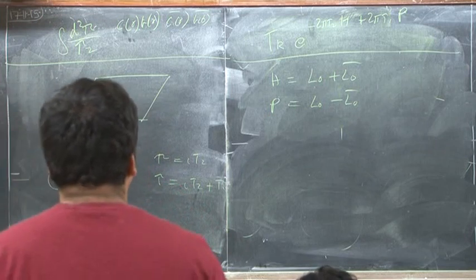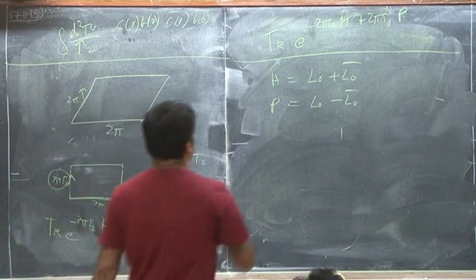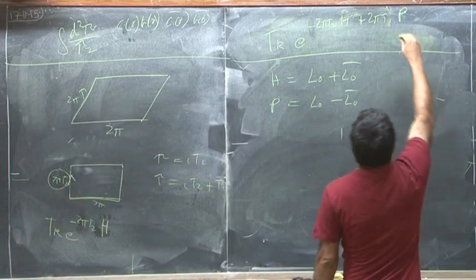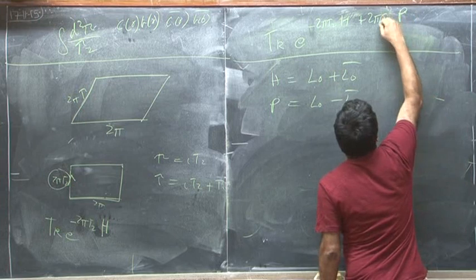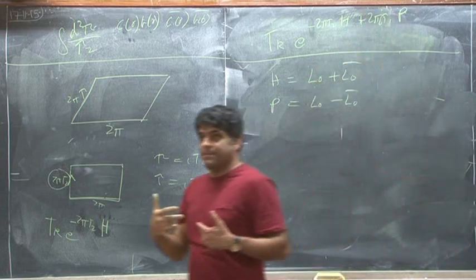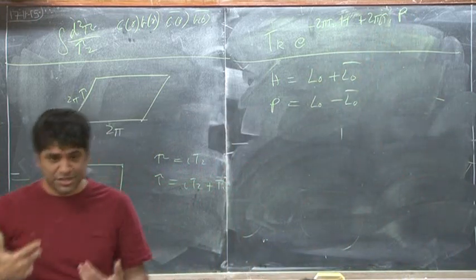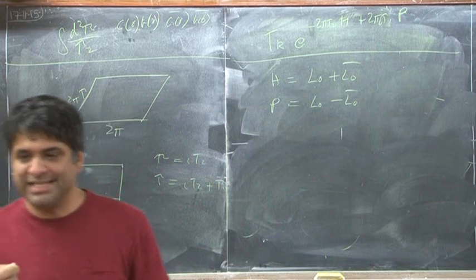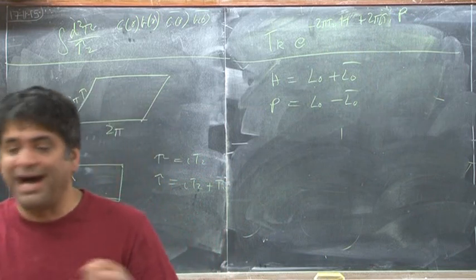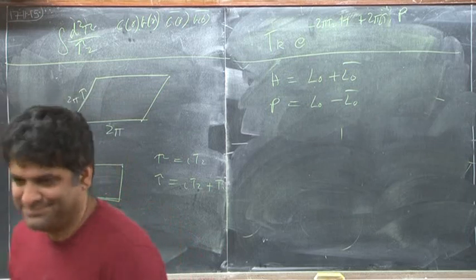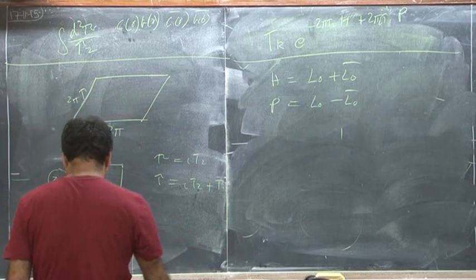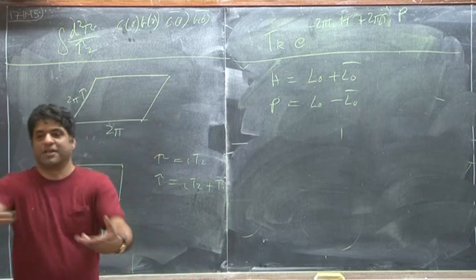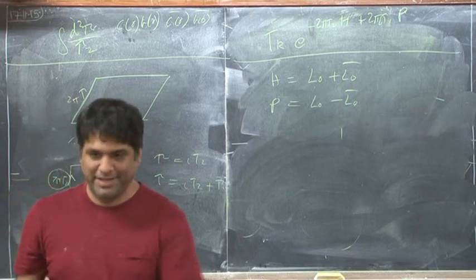Yes, you're right. There's 2 pi i tau1 because translation by a is given by the operator e to the power iaP. It's a unitary operation, P is Hermitian. You're right.